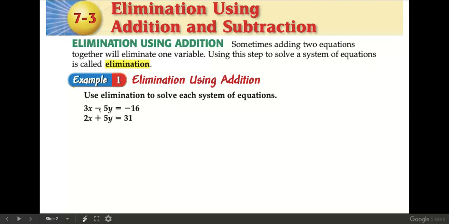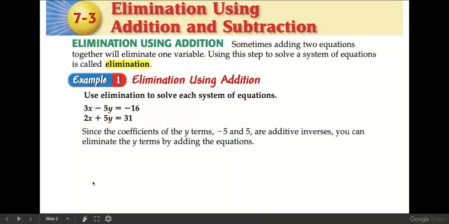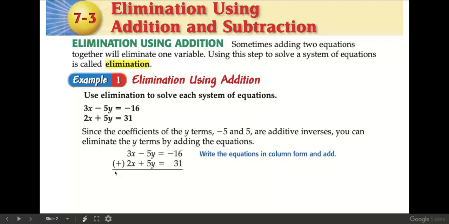So let's go ahead and do this. Look at the variables. Which variable do you think will eliminate? Will the x variable eliminate or will the y variable eliminate? I think the y variable will eliminate because I have minus 5y and plus 5y. When I add those together, I know those will give me 0. So when I stack the equations on top of each other, 3x plus 2x is 5x. Negative 5y plus positive 5y makes 0, which is good because they eliminated. That was what I wanted to happen. Negative 16 plus 31 is 15. So now I have an equation of 5x equals 15.